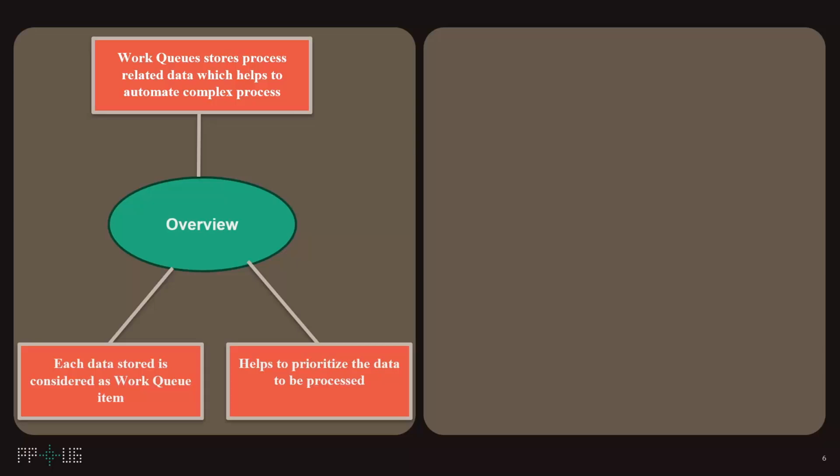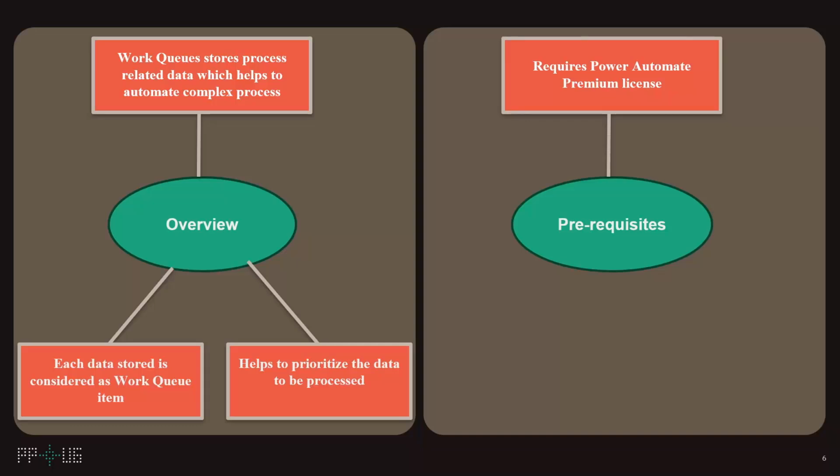And now I just want to discuss the prerequisites of work queues. These are some technical content that you have to remember. For using work queues, you need to have a Power Automate premium license. So it's a premium feature. If you have the Power Automate premium license, you can use this work queue feature in your Power Automate.